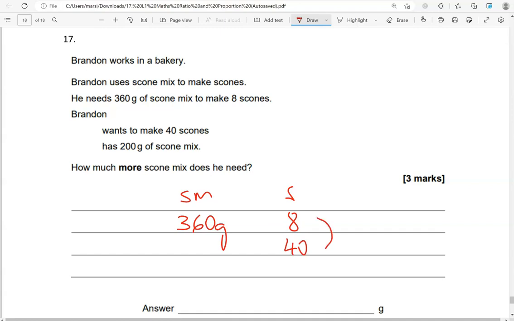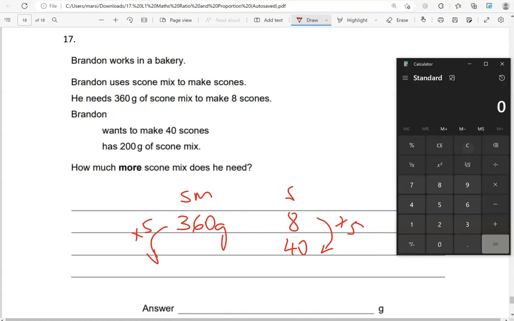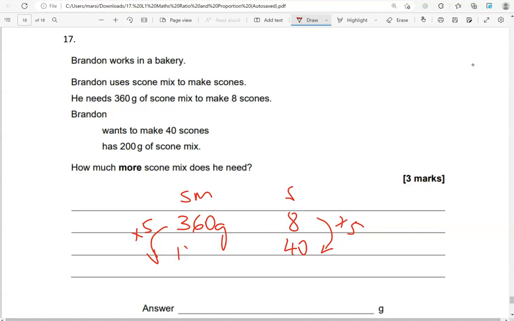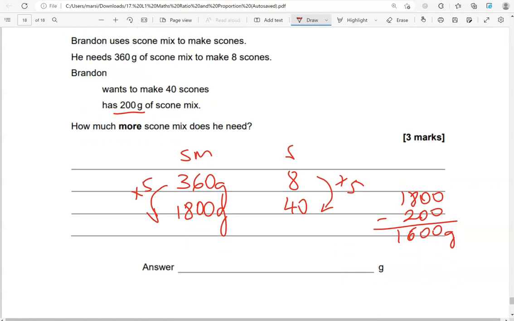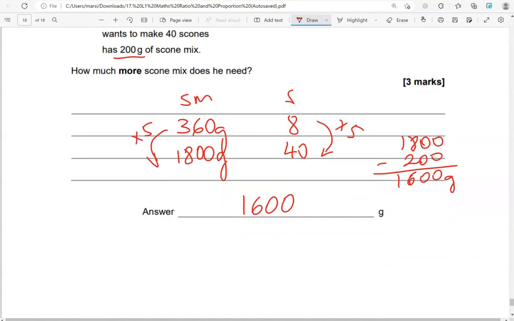So to get from 8 to 40, we multiply by 5, so we need to do the same here. 360 times 5 gives us 1,800 grams of scone mix. He already has 200 grams, so if we do 1,800 take away 200 gives us 1,600 grams. So that's how much more he needs. And this is the end of the questions.